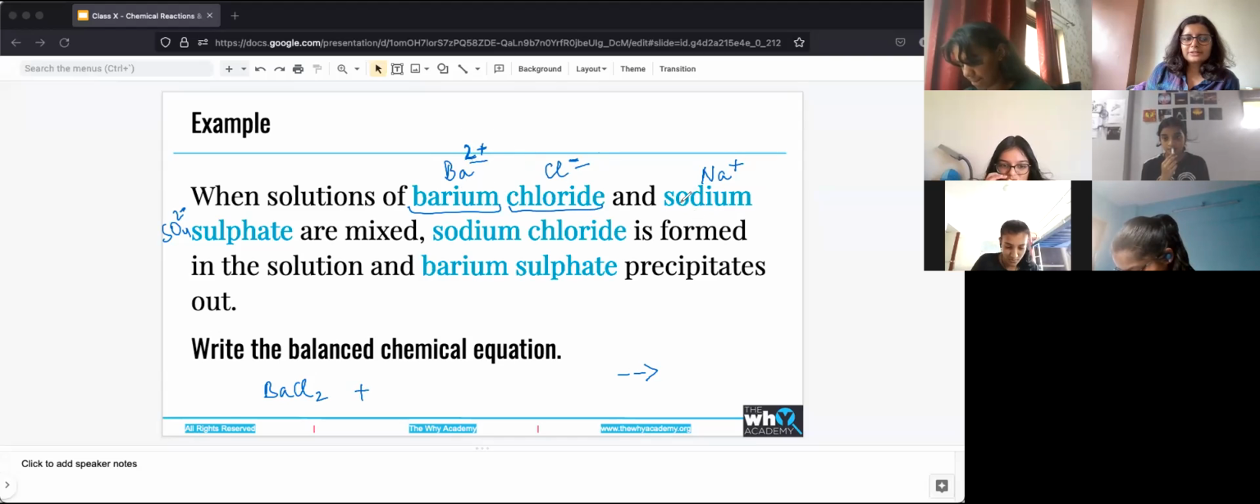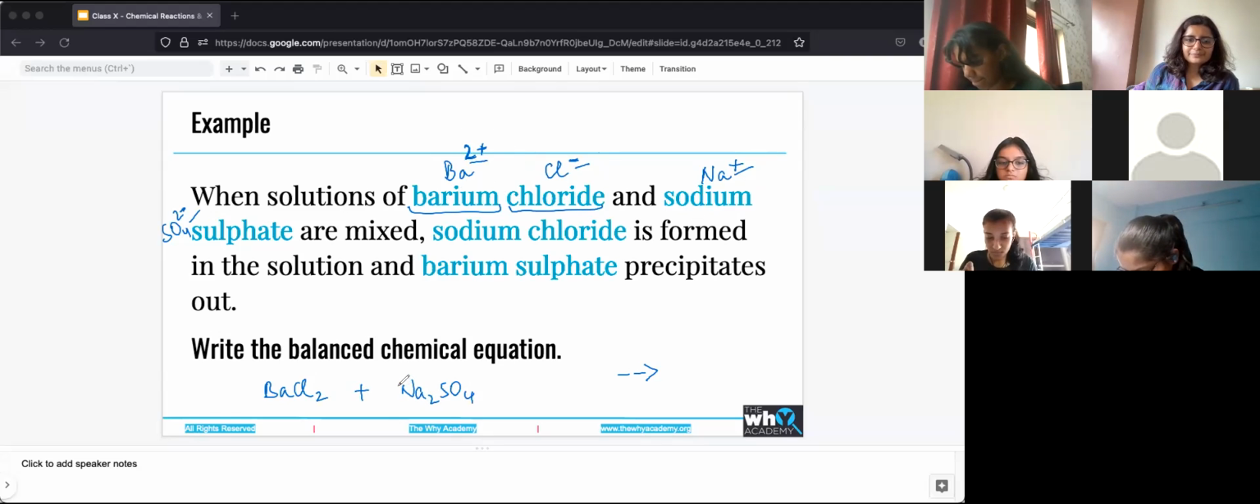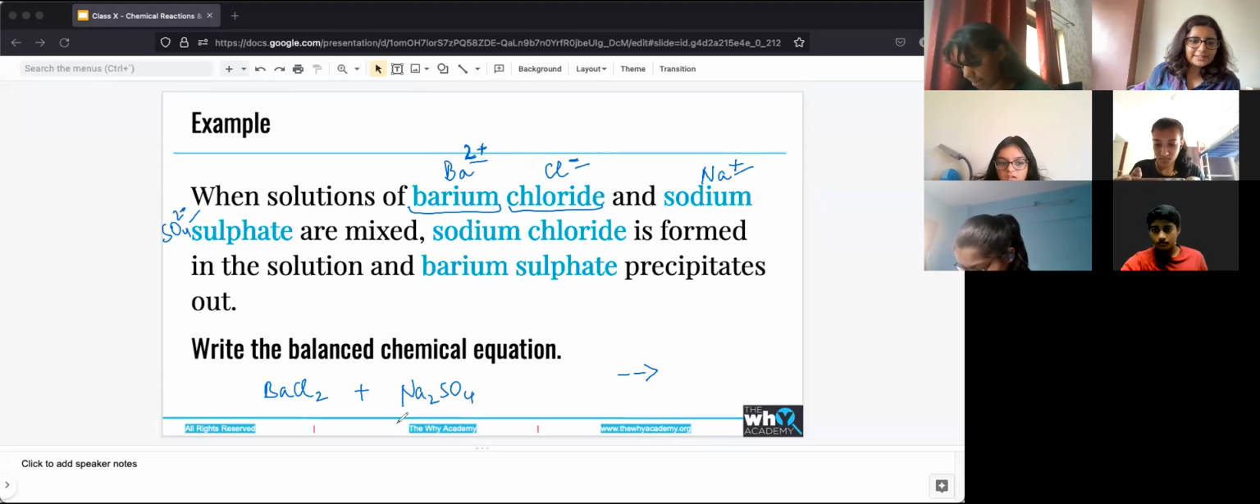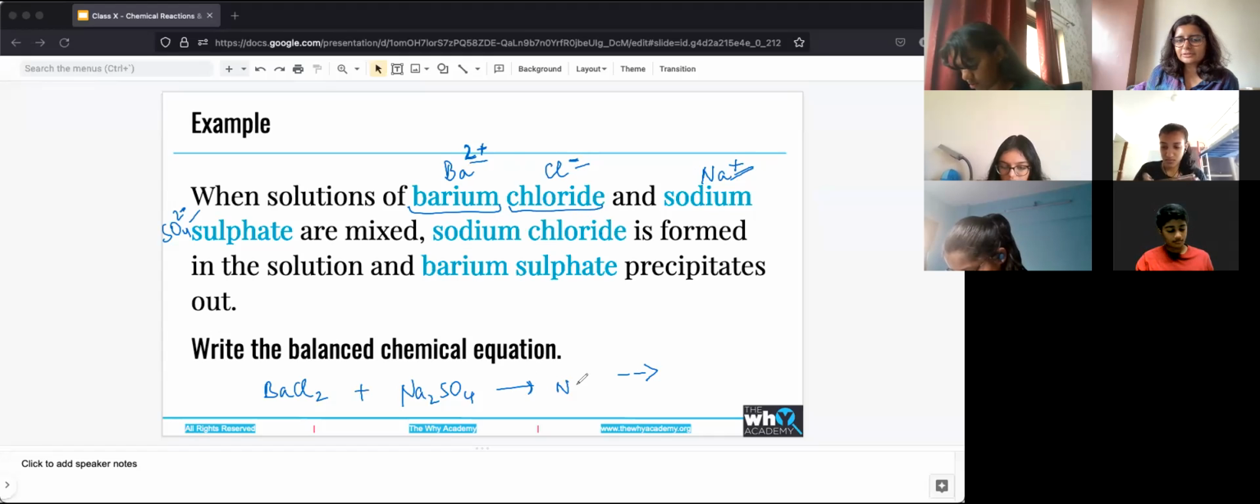Plus sodium sulfate, same thing. Valency is 1. This is SO4 2 minus. So this will be Na2SO4. Sujal, yes. Balanced is correct. Gives sodium chloride. Sodium is Na plus. Chloride is Cl minus. This will be NaCl.